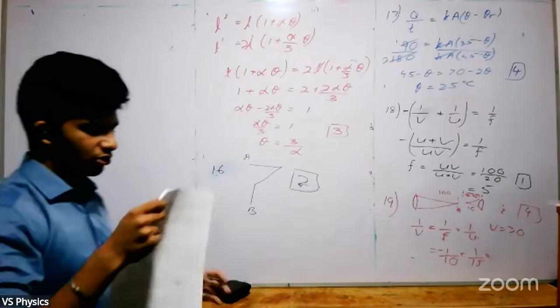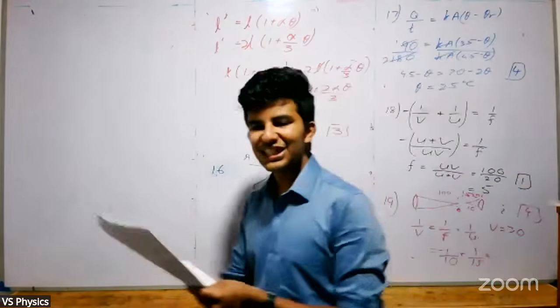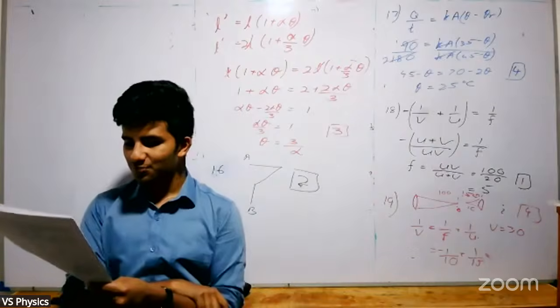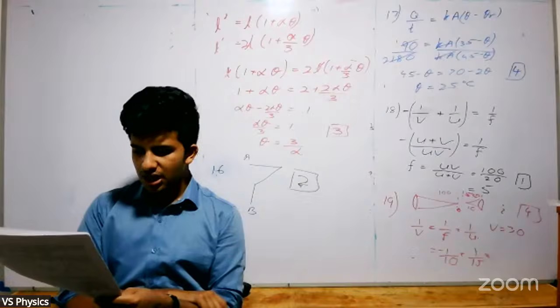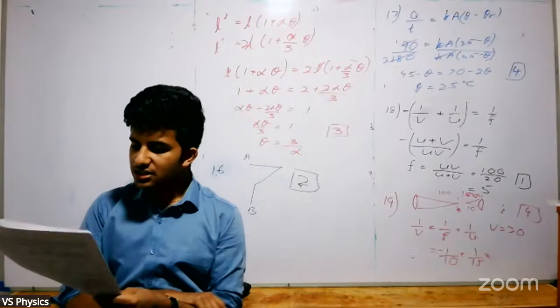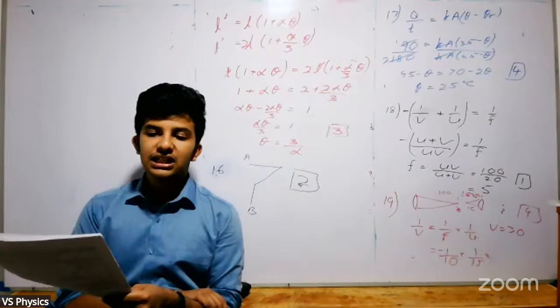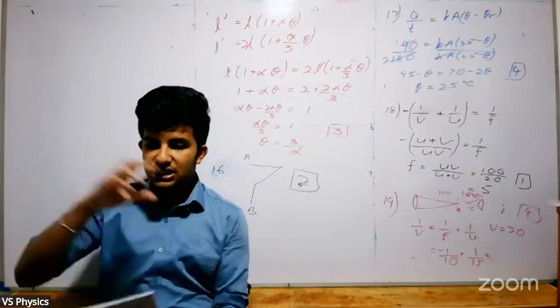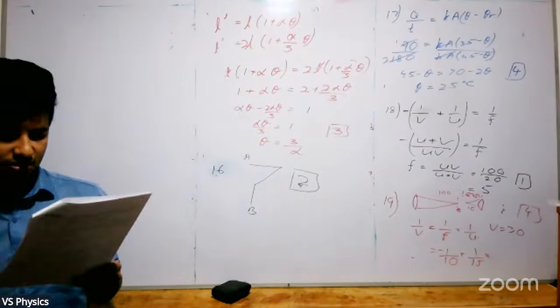Next, 20th question. The 20th question is lazy. They have said the heat from K to M is 8 joules, and the work done during the process is 3 joules. That means we can directly say the internal energy needed to go from K to M is 5 joules, and it doesn't change.